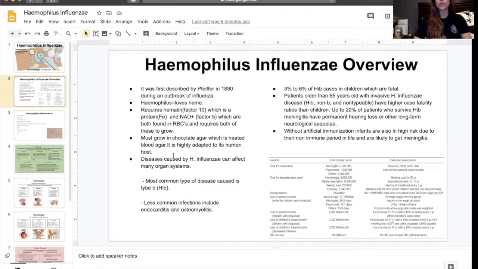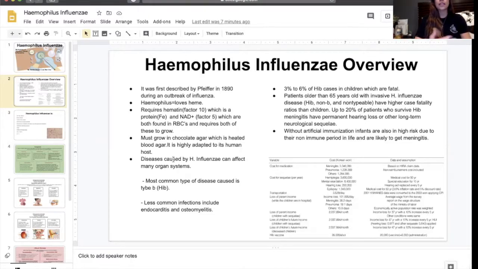You could grow it in blood agar, but it's going to look like a satellite, and then it's going to look like colonies on it. So most of the time, what they do instead is use a chocolate agar, which is pretty much just like a blood agar but heated up.